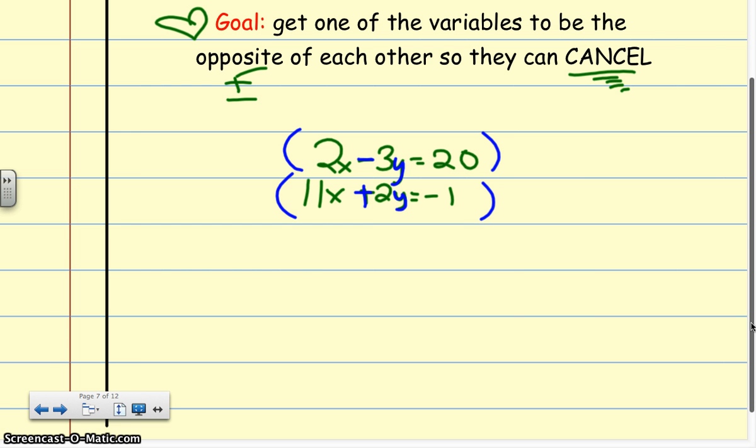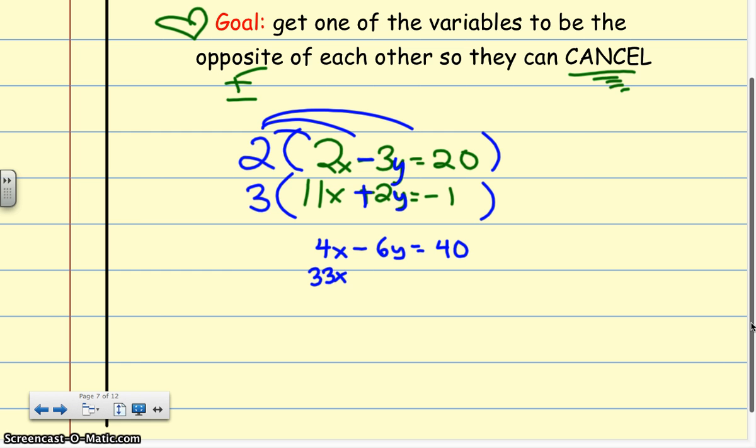So what I think to myself, what's a multiple that goes into both 2 and 3? And I think 6. So what do I need to multiply 3 by to get to 6? 2. What do I need to multiply 2 by to get to 6? 3. Now I go ahead and distribute through to everything. And I get 4x minus 6y is equal to 40. And then the bottom one becomes 33x plus 6y is equal to a negative 3.